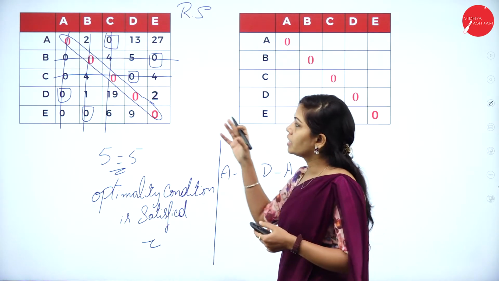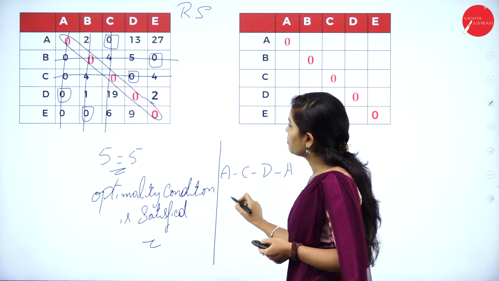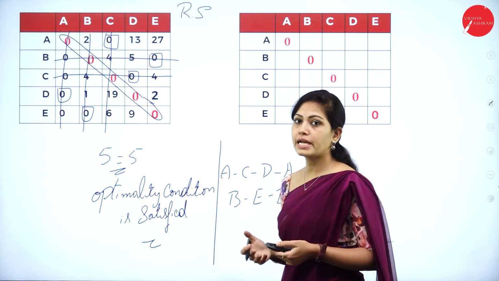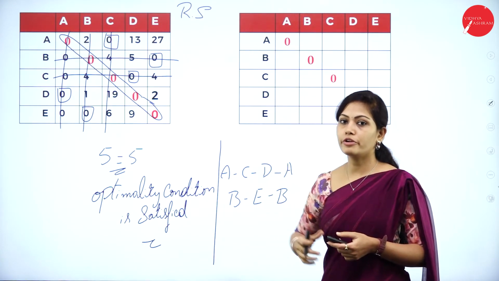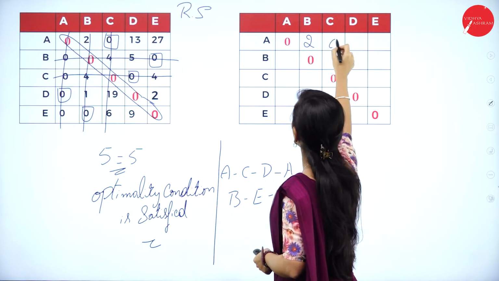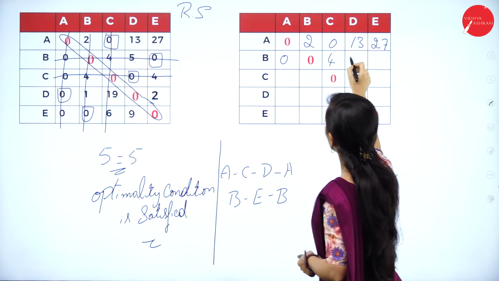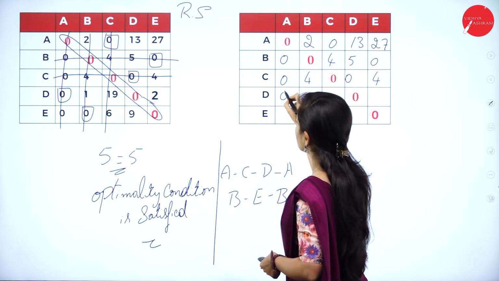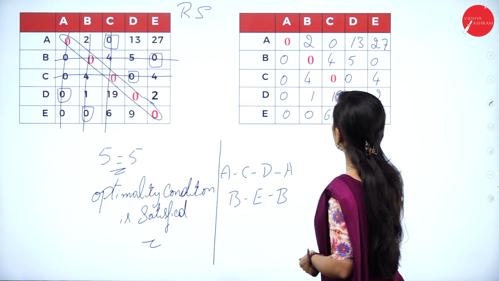So we can choose the modification method. So here I will modify the assignment because B travels to E and E to B. So it's not satisfying the traveling salesman problem condition. So now I will choose the modification method. I will modify the assignment. So first I will write the matrix values 2, 0, 13, 27, 0, 4, 5 and 0, 0, 4, 0 and 4, 0, 1, 19, 0, 2, 0, 0, 6, 9.